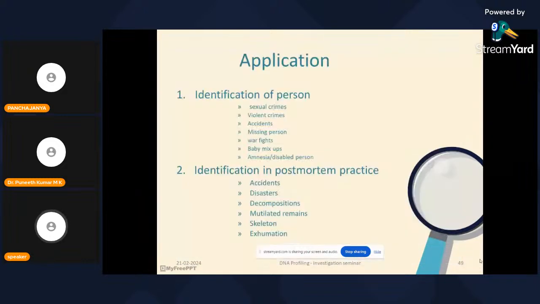Then the application: identification of a person is done in sexual crimes, violent crimes and accidents, missing persons, war fights, baby mix-up conditions or disabled persons. Then identification in post-mortem practice, that is accident, disaster, decomposition, mutilated remains, skeleton or exhumation, these conditions. When we don't have any other data, then we go for DNA profiling. Based on that, identification can be done.